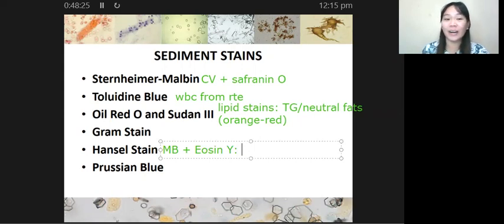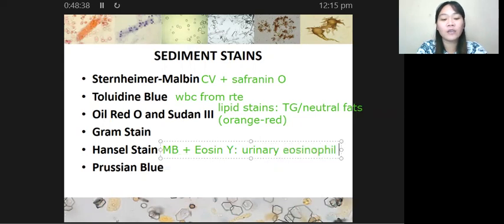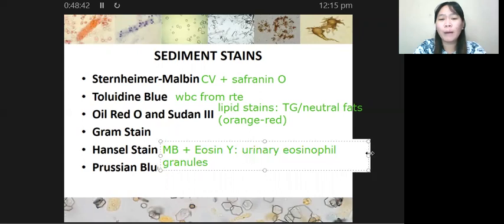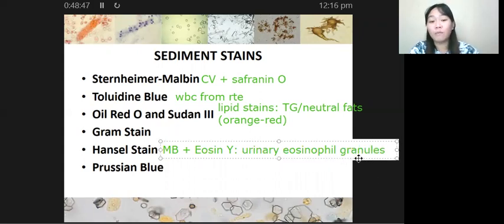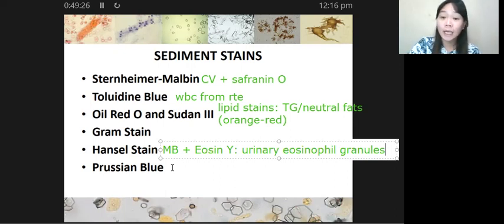Pero pag sa clinical microscopy yan itatanong, methylene blue plus eosin Y, ang tawag natin dyan ay Hansel Stain. So in particular, your Hansel Stain is used to demonstrate the granules of urinary eosinophils. Paborito po nila ito sa board exam. So please let us be familiar with your Hansel Stain. Your urinary eosinophils are actually significant in cases of interstitial nephritis, which is an inflammatory condition. From your knowledge in immunology, alam natin na ang eosinophils participate in the process of inflammation. So interstitial nephritis, urinary eosinophils, and the granules are detected using your Hansel stain.